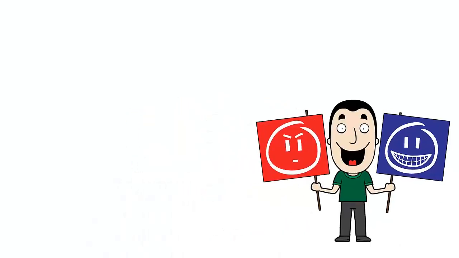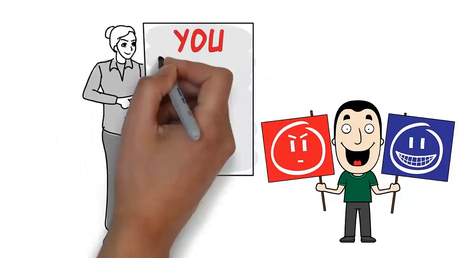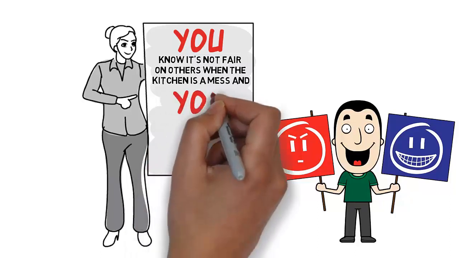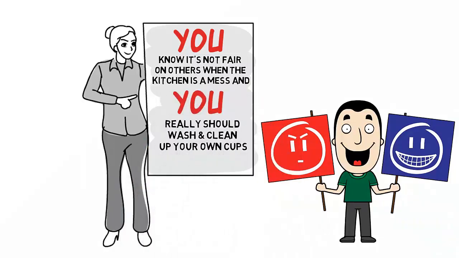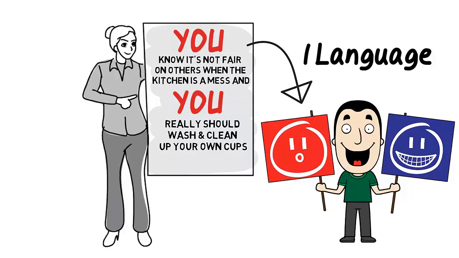Let's look at an example and imagine a fellow team member saying this to you. You know it's not fair on others when the kitchen is a mess and you really should wash and clean up your own cups. This could be interpreted as a moaning victim statement. On the other hand, they could say it like this with iLanguage.